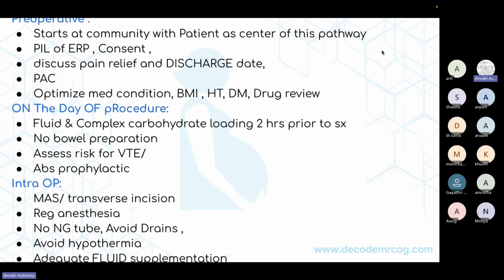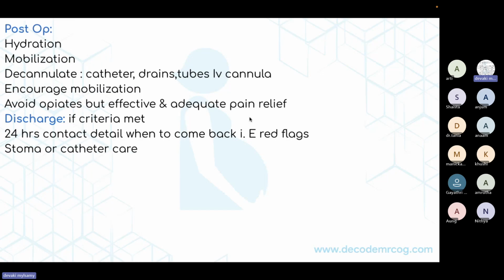BMI, hypertension, diabetes, and smoking need to be addressed. Exercise needs to be encouraged, and drug review needs to be done on the day of the procedure. Complex carbohydrate loading along with fluid can be considered 2 hours prior to the surgery. No bowel preparation. Assess the risk of thromboembolism and antibiotic prophylaxis, which has not been mentioned here.